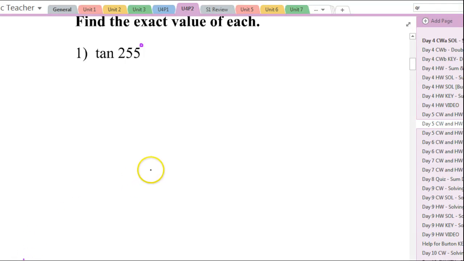Alright, in this video we're going to figure out how to find the exact value of the tangent of 255 degrees. That's the first thing that's bothering me. This is in degrees. I'd much rather have it in radians. So let's make that conversion. The way we convert degrees into radians is we multiply by pi over 180, which basically means I'm going to put a pi next to it and 180 under it.